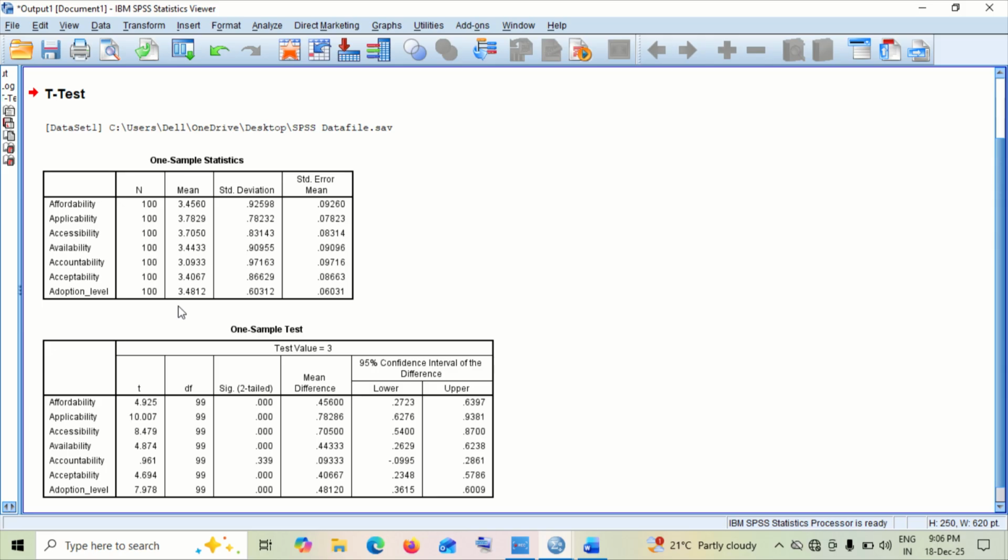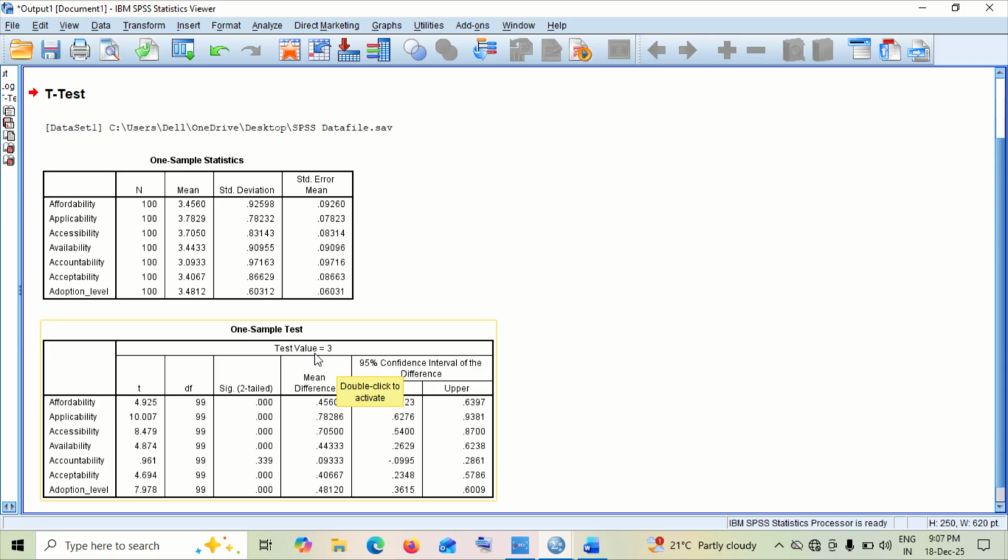And only one component has a mean score of 3.09, which is nearly equal to 3. Hence, we can say that there is only an average level of accountability regarding ICT. Hence, the result is verified with the help of the one sample test result.